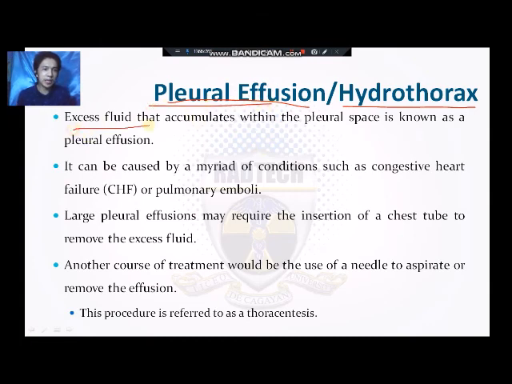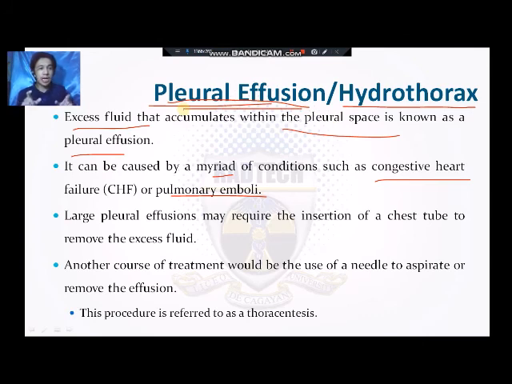So this is basically excess fluid that accumulates within the pleural space is known as pleural effusion. It can be caused by myriad of conditions such as congestive heart failure or pulmonary emboli. Nako, ang naay congestive heart failure si patient, kung ang imuhang liquid, the fluid, is niadto sa atong lung tissues, then that is termed as pulmonary edema. If the fluid escaped and then it accumulated within the pleural space, then we term that as pleural effusion. Okay, so that is the difference between the two.